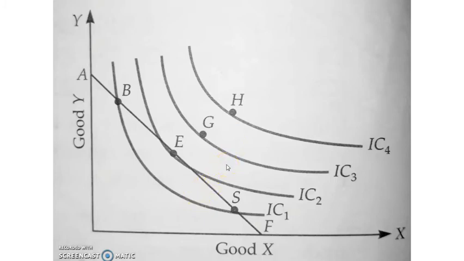In this curve, where do you think the consumer will have the highest level of satisfaction? It will be on the IC4 because it is the highest indifference curve. But can the consumer reach that level? No, because his purchasing capacity is limited to the price line or budget line.